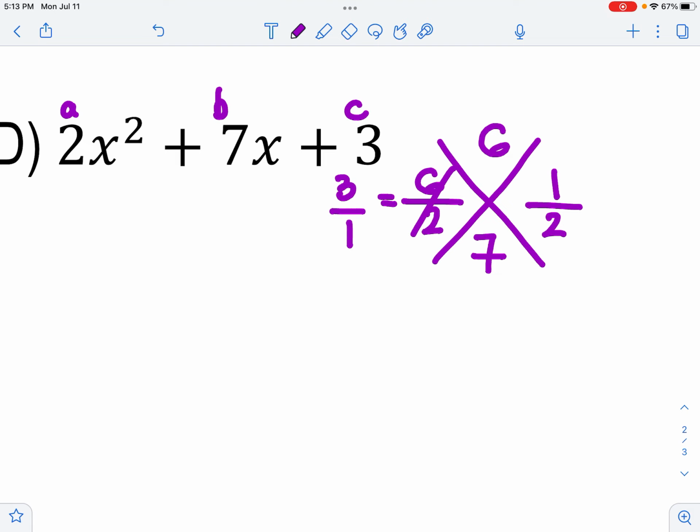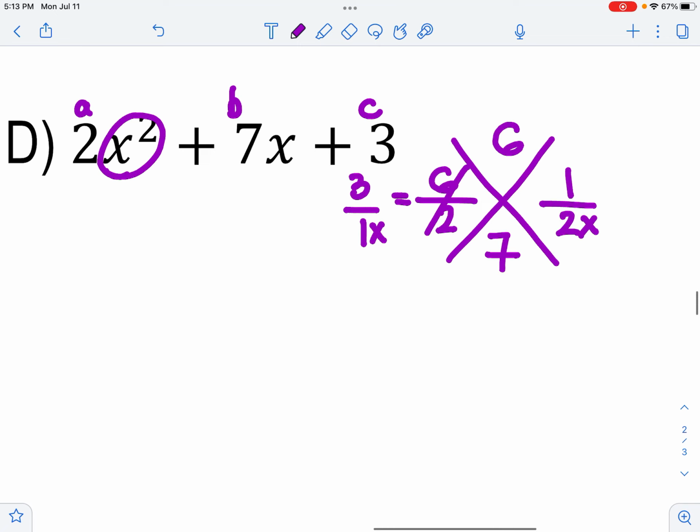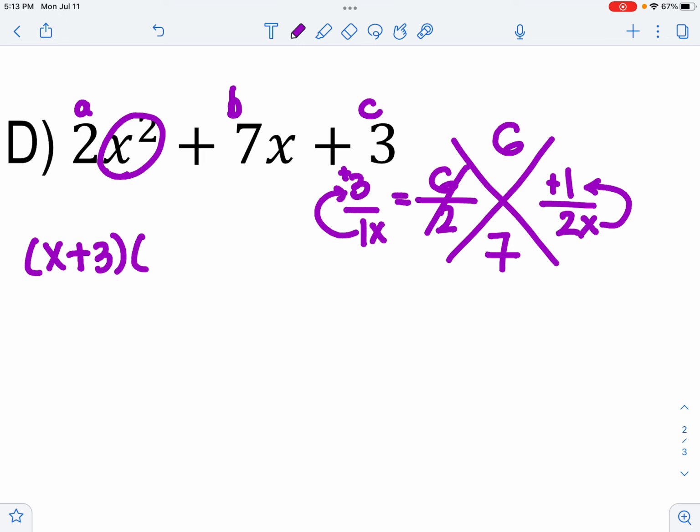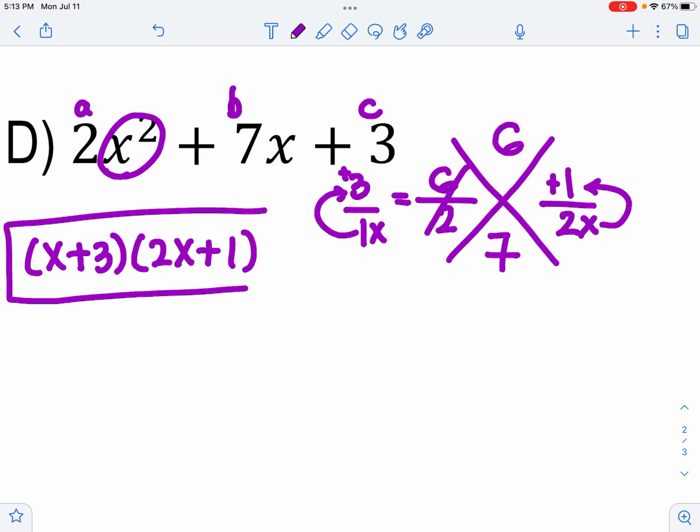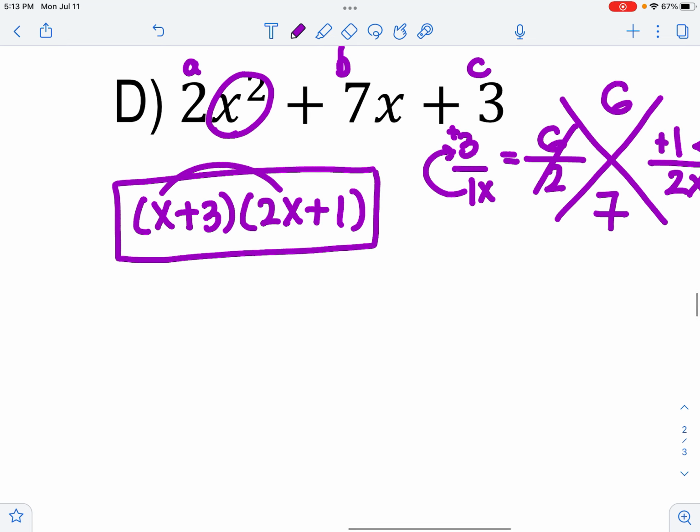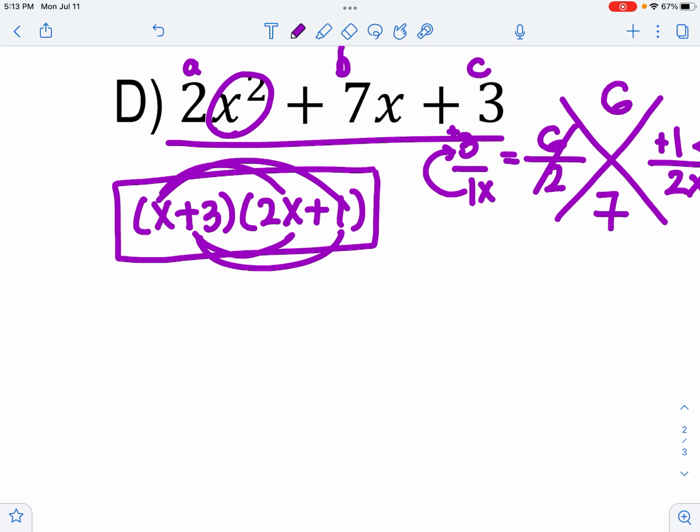Okay? All right, so look at this term right here. It's an x squared, so this is going to be an x and an x. And now you can write your two factors. Remember, bottoms up, this is positive here, so that's an x plus 3. Bottoms up here, 2x plus 1. And there's your two factors. Okay? If we were to FOIL this out, this times this, this times this, this times this, this times this, we would get 2x squared plus 7x plus 3.